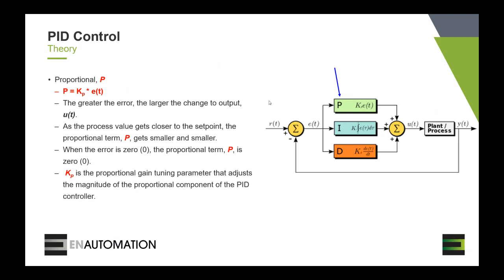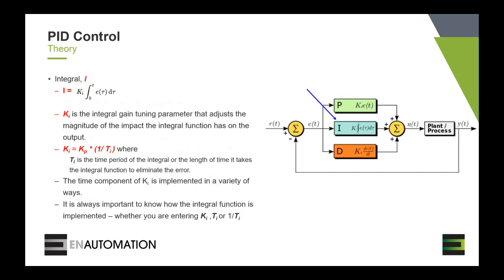The integral term, this goes back to our calculus days in college, some of us many, many years ago. There's an integral gain that is a multiplier in the integral. So what the integral does is integrates the error over a period of time to eliminate the error. And the integral gain, Ki, determines the length of time that it takes for the integral to eliminate the error.